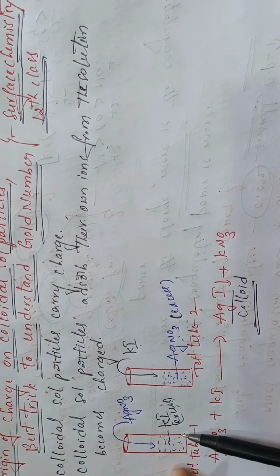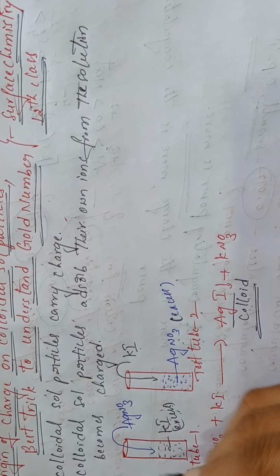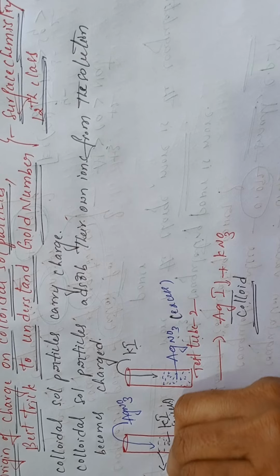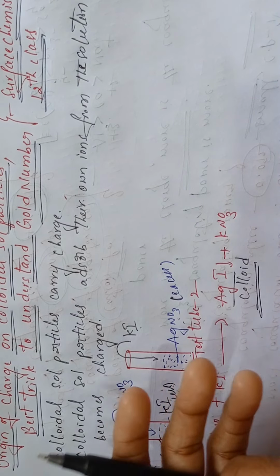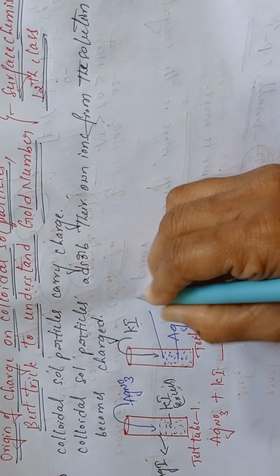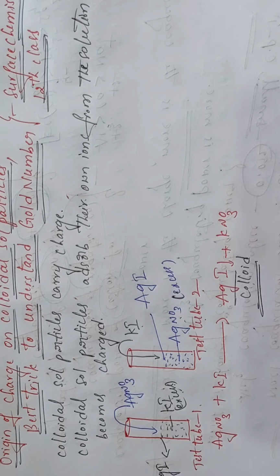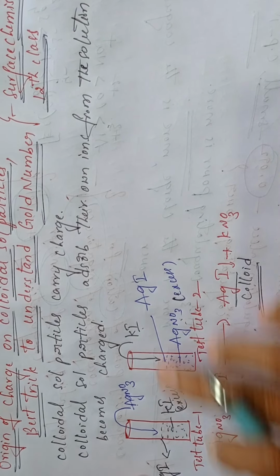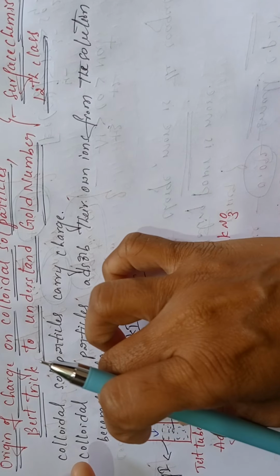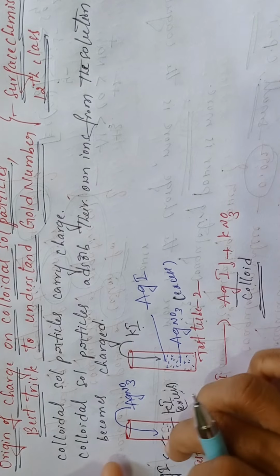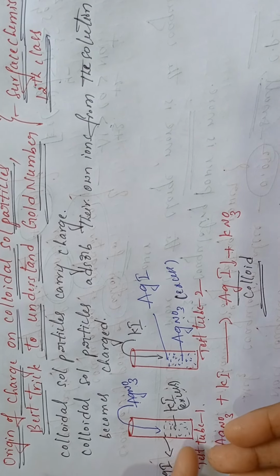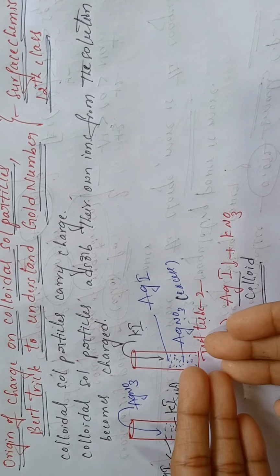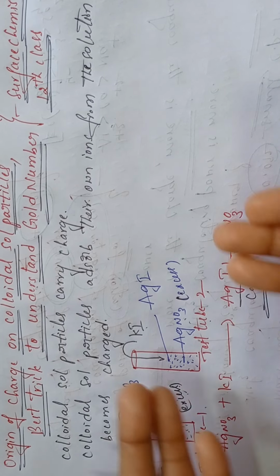Now in the first test tube, silver iodide is formed. In the second test tube also, silver iodide only is formed, because both are the same compounds. We get the same product, silver iodide colloid. Now in the first test tube, which charge does silver iodide have? In the second test tube, which charge does the silver iodide colloid have?